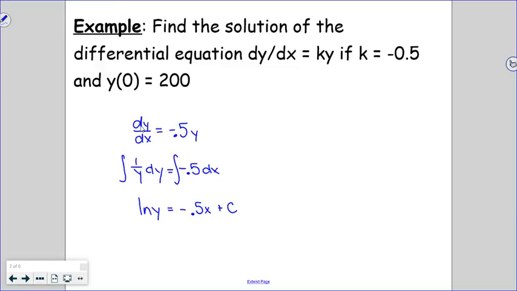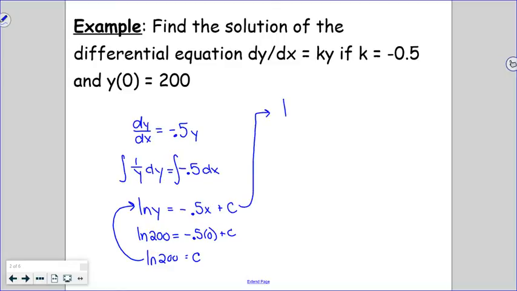So our antiderivative on the other side, negative 0.5x plus c. As we would always, at this point, we have an initial condition, so I would plug that in to solve for the specific value of c in this problem that goes through that point. Then we have the natural log of 200 equals negative 0.5 times 0 plus c, and our c value ends up being the natural log of 200. Last step, solve for y. So I take my c value, I plug it back in where there was x's and y's, and I solve for y.